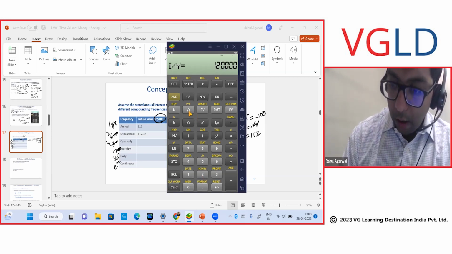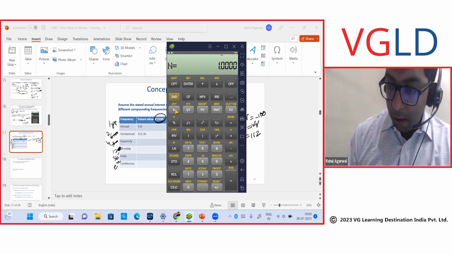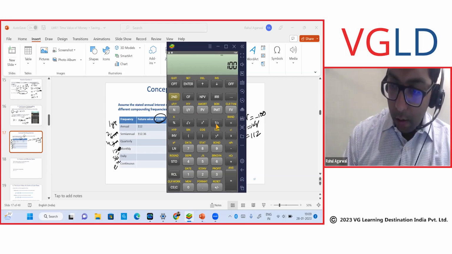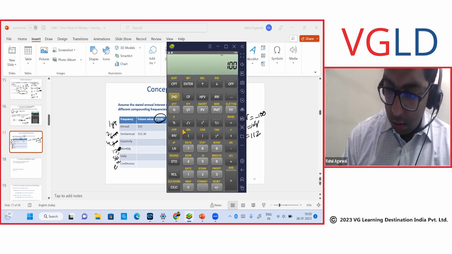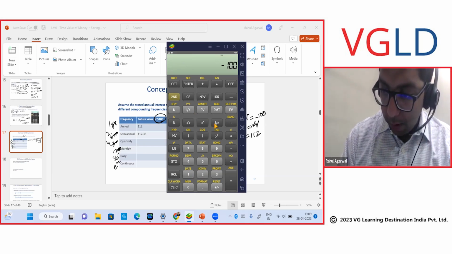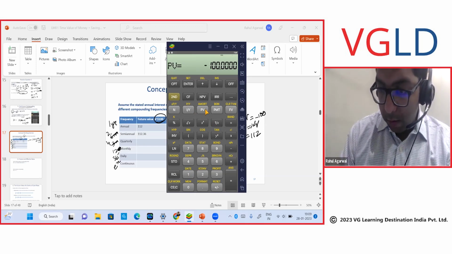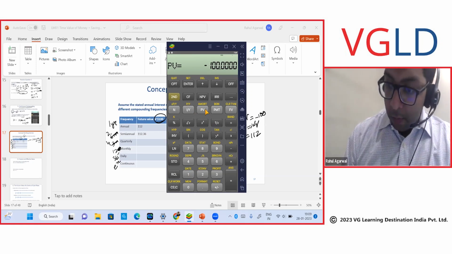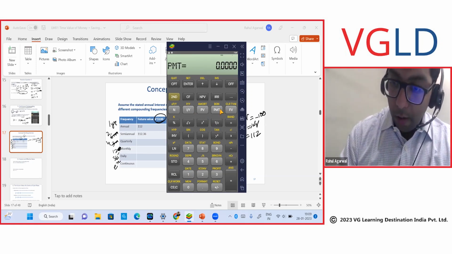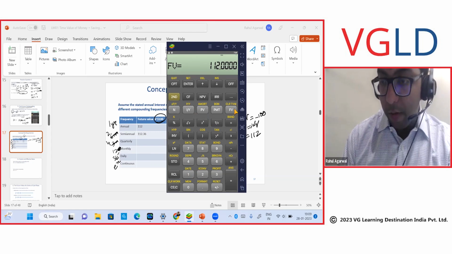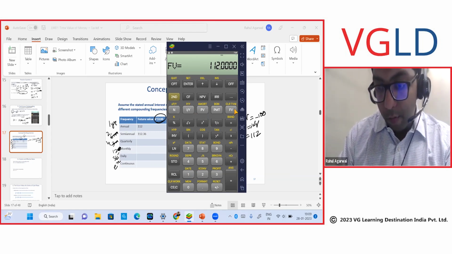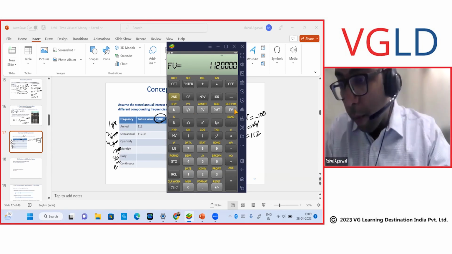12 I/Y, 1 N, 100 plus minus PV, 0 PMT. Compute FV. See, 112. Getting it, everyone? Now suppose I want you to make this semi-annual.